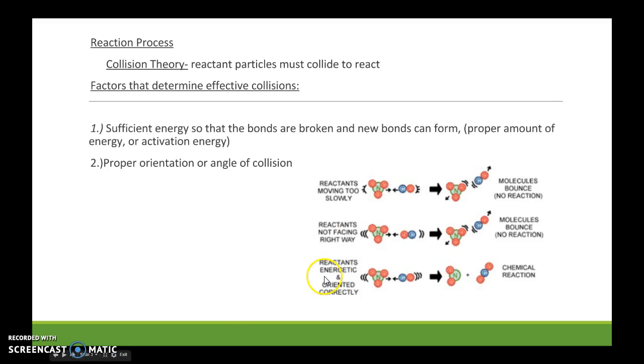And the third one here, the reactants have enough energy and they're properly aligned. They're going to collide, and you're going to get 2 new products. So based on collision theory, you need 2 things: significant energy and the right orientation or angle to make a reaction occur.